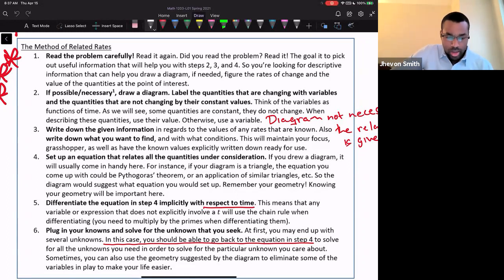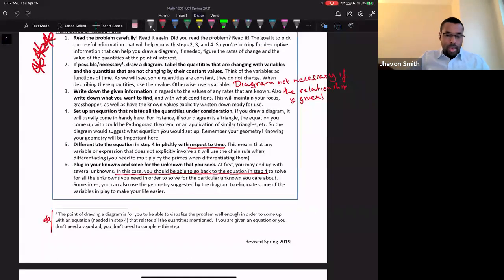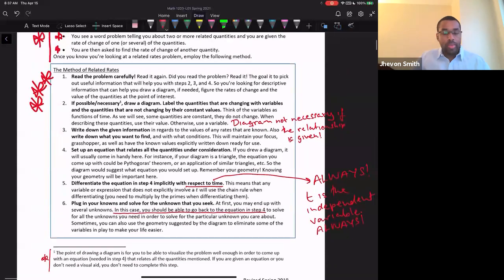One thing I would like to remind you is that it is always with respect to time. Always. T is the independent variable. Do not forget that. So if you're looking at a related rates problem, T is the independent variable, and you're always differentiating with respect to T.